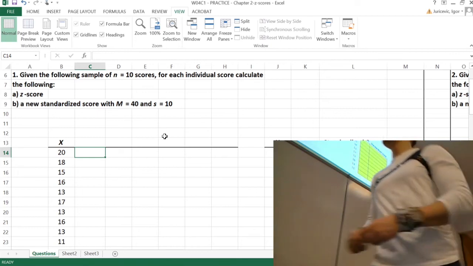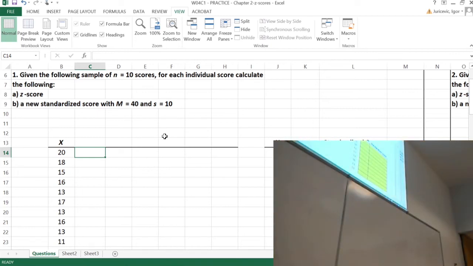So we have our raw scores. There's our raw scores right there. And we're dealing with a sample, right? So question 1, given the following sample of 10 scores, for each individual score, calculate the following. We want to calculate z-scores. So we saw today that the formula for a z-score is the raw score minus the mean, all of that divided by the standard deviation. So that's what we're going to want to do.